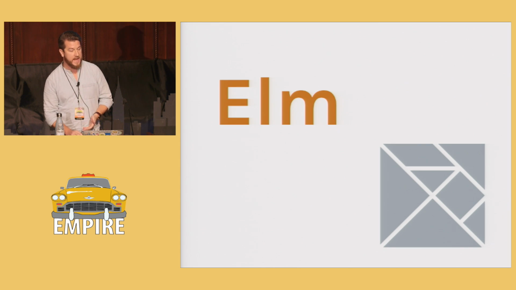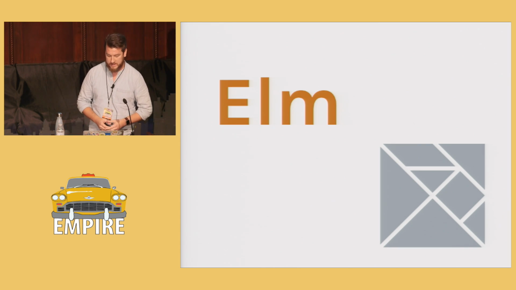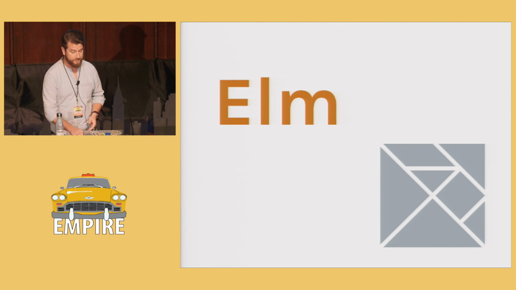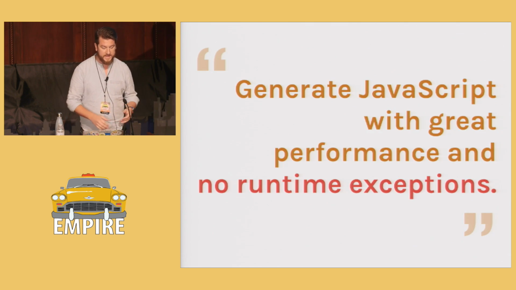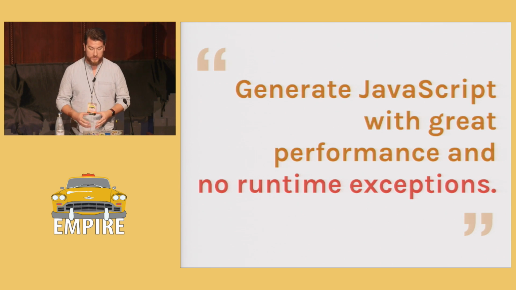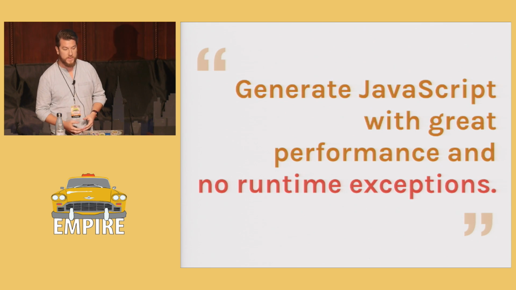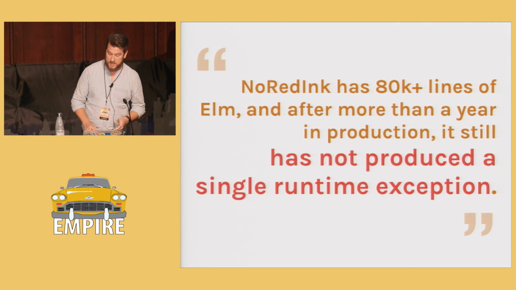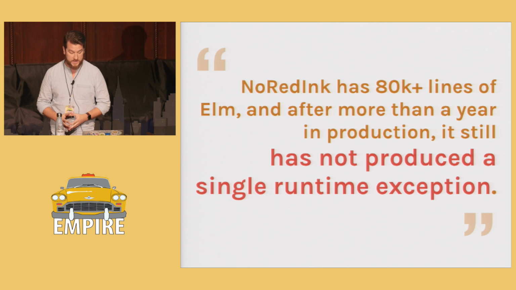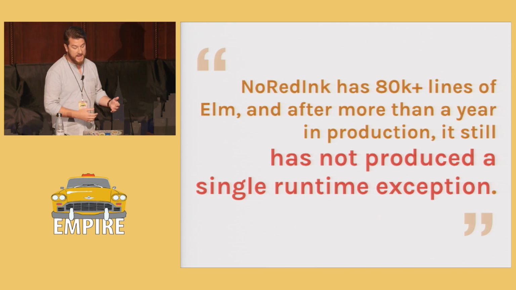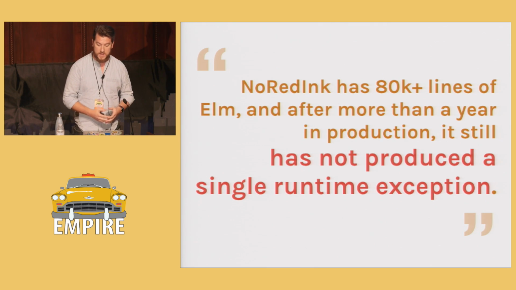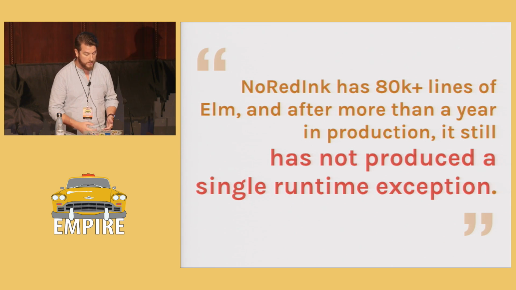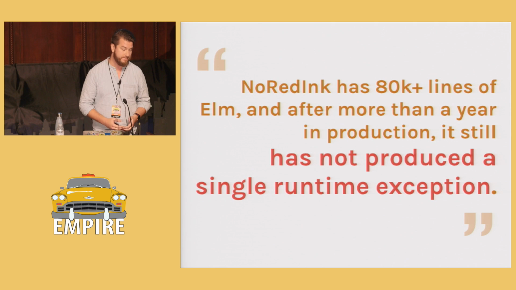So let's start by taking a look at Elm. Elm is a fantastic language targeted at the browser, aiming to make use of types in some really beautiful ways. Taking inspiration from Haskell, Elm generates JavaScript with great performance and no runtime exceptions. NoRedInk is a company who has been using Elm in production for quite some time. Even with all of the Elm that they've deployed to their customers, they still have not produced a single runtime exception in all of the Elm code that they've pushed to production.